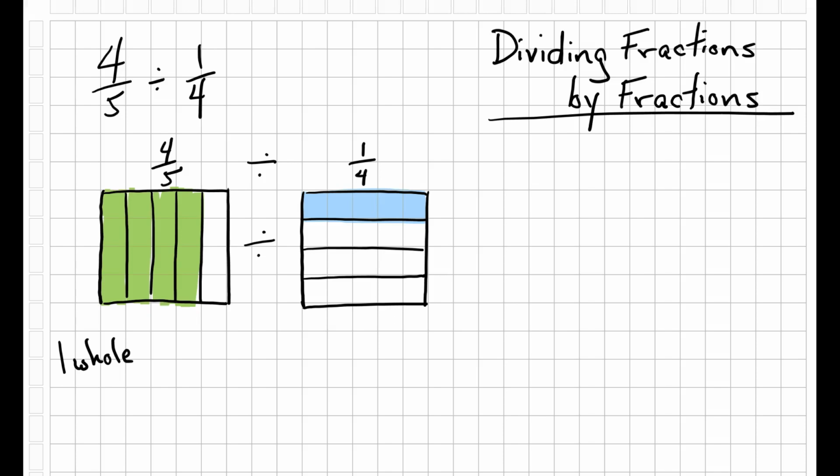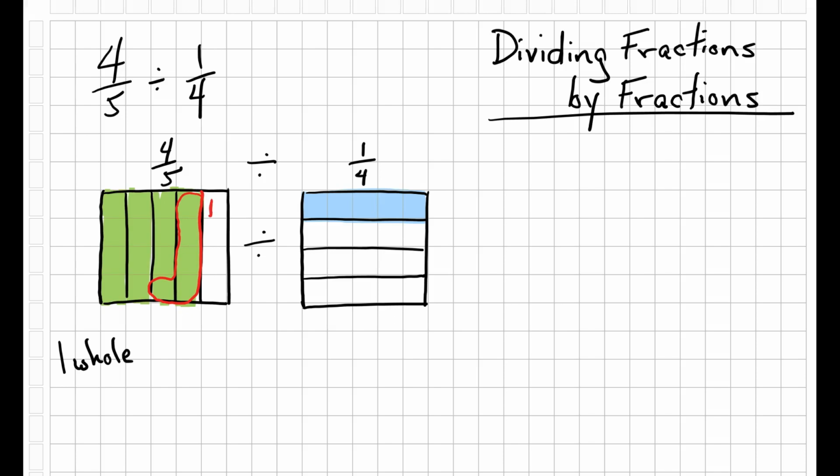So 4/5 divided by 1/4 means how many 1/4 can I subtract out of 4/5? Well, since these 5 blue boxes represent 1/4 of a whole, I want to start subtracting out groups of 5 boxes from my 4/5, from my green boxes. So let's do that. 5 of these I want to subtract out. So here's 5 of those boxes. So there's one group of 1/4 that I'm going to subtract out.